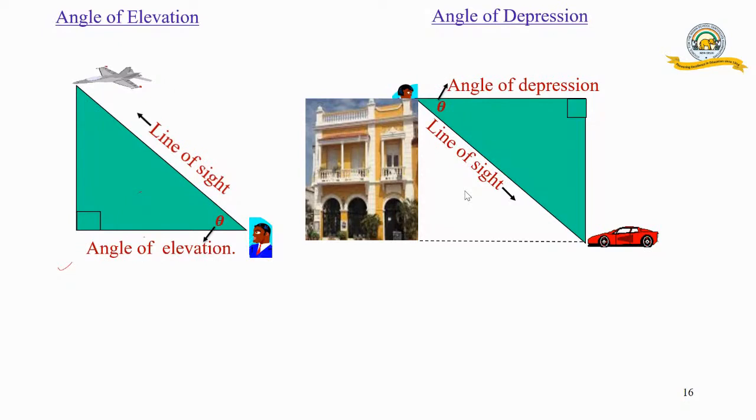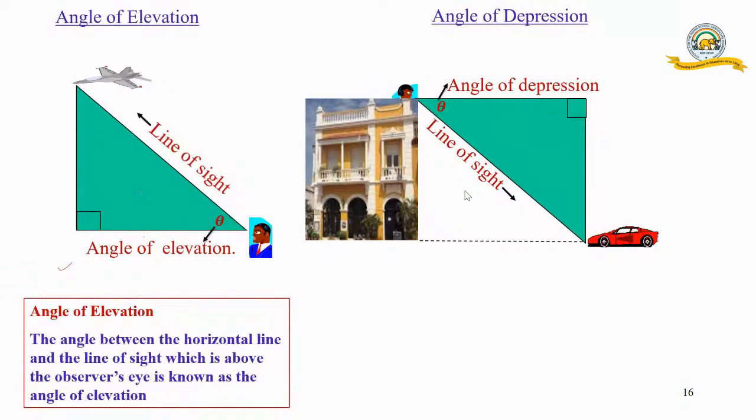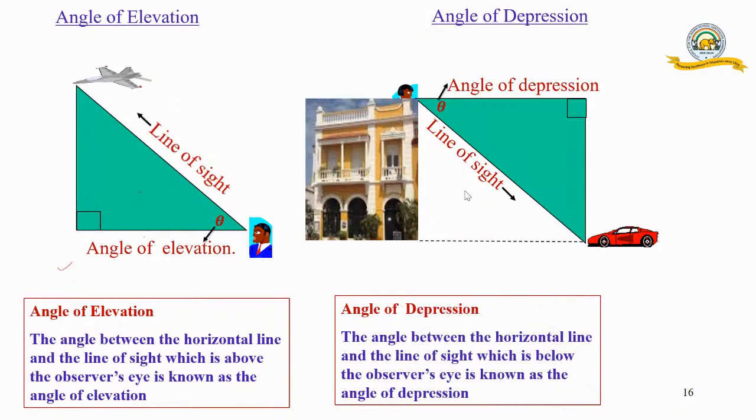So you've understood angle of elevation and angle of depression. Let us define the two. Angle of elevation: the angle between the horizontal line and the line of sight, which is above the observer's eye, is known as the angle of elevation. And what is the angle of depression? Angle between the horizontal line and the line of sight, which is below the observer's eye, is known as the angle of depression. So I hope it is clear. The three terminologies: line of sight, angle of elevation, angle of depression, even the horizontal line, which we have discussed.